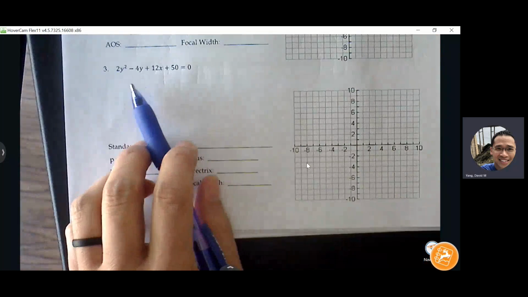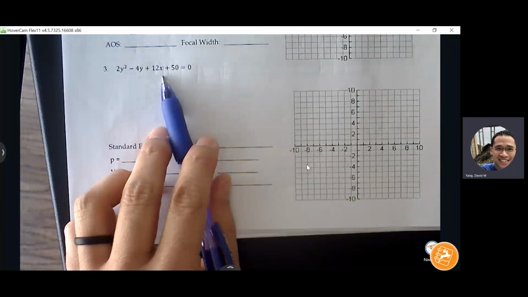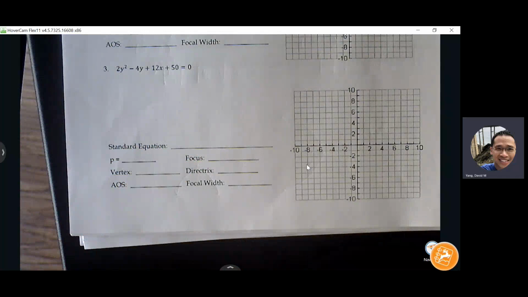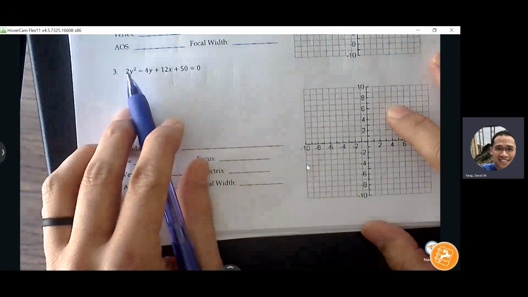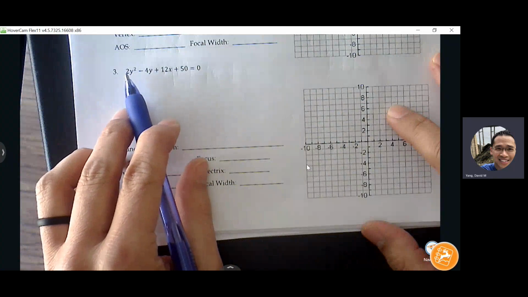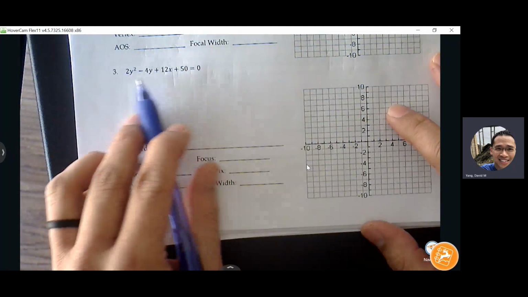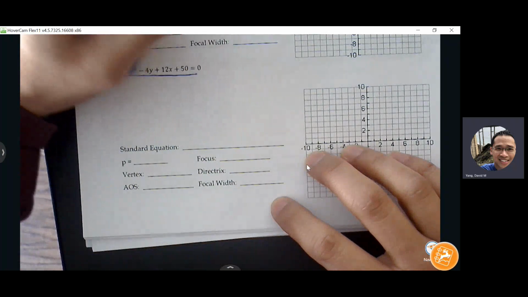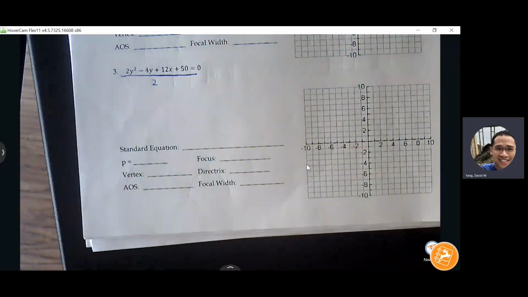Okay, so the first thing we have to decide is, obviously this is not in standard form. We want to decide which variable is being squared. It's the y that's being squared. So we want to get that y squared by itself, but that 2 is getting in the way. So let's go ahead and divide that 2 out. Divide everything by 2, because we can't complete the square with that 2 sitting in front of y squared.